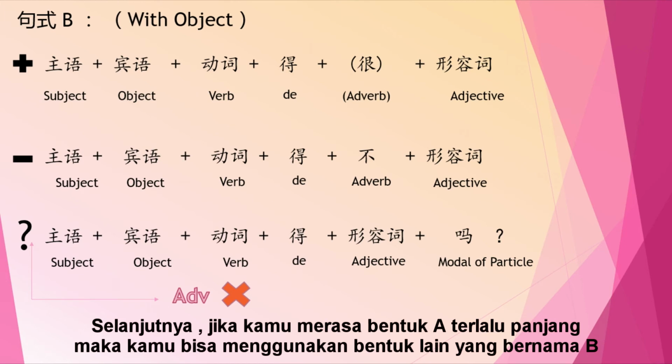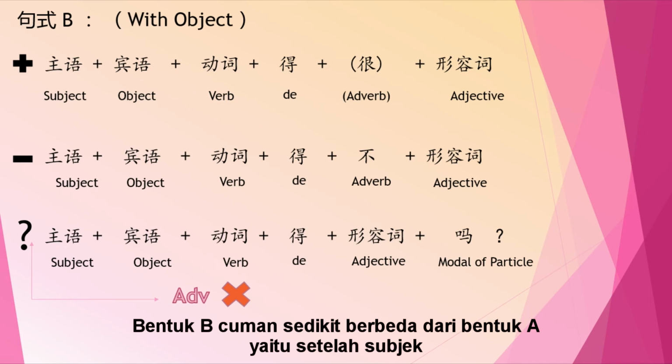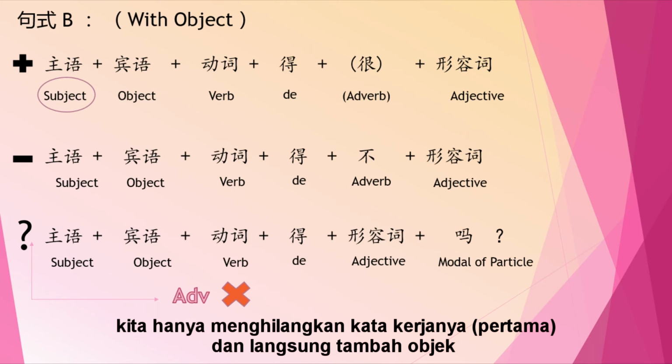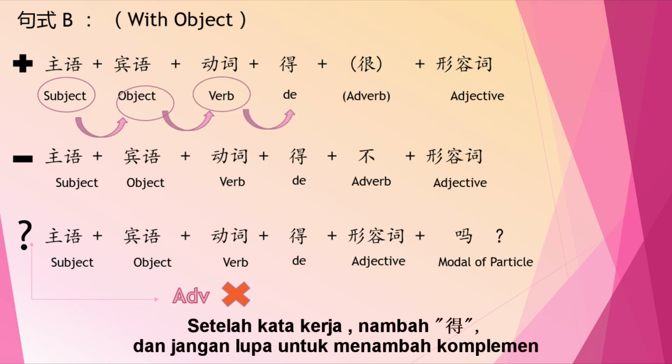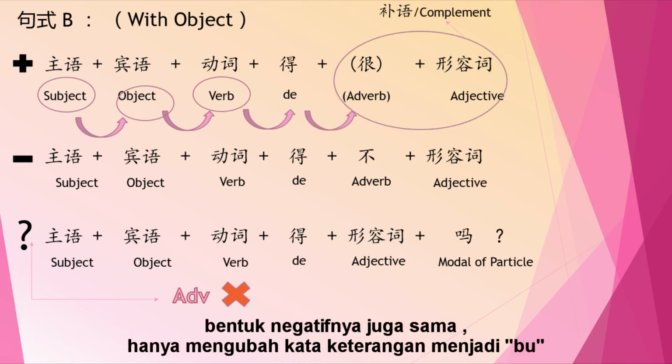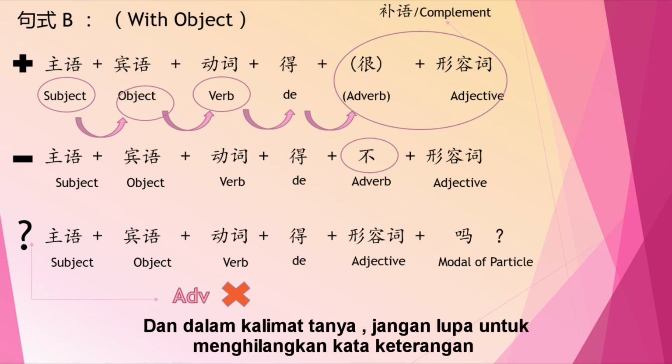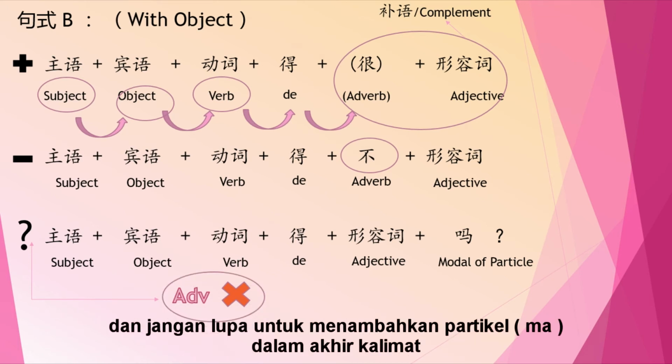Next, if you feel pattern A is too long, you can use another pattern, which is pattern B. Pattern B is only a little different from pattern A. That is, after the subject, we simply omit the verb and directly go to the object. After the object, you can add the verb. After the verb, you add the 的, and don't forget to add the complement. In the negative form, it's also the same. You just need to change the adverb to 不, and then in the interrogative sentence, don't forget to omit the adverb, and then add the modal particle at the end of the sentence.